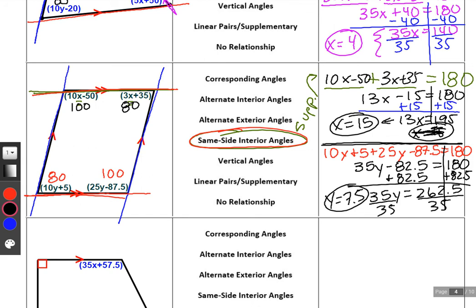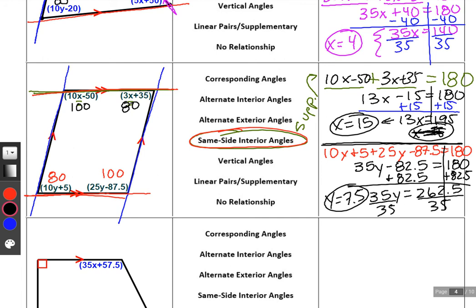Let's make sure that we're right. So let's come back to our diagram. So 10y plus 5 turns into 10 times 7.5 plus 5. That is going to be 80, confirmed. I feel good about this. So 25 times 7.5 minus 87.5 is going to be 100. So we're confirmed that's going to be correct. So don't be afraid of decimals. They're part of math. Just because you get a decimal doesn't mean you're wrong.